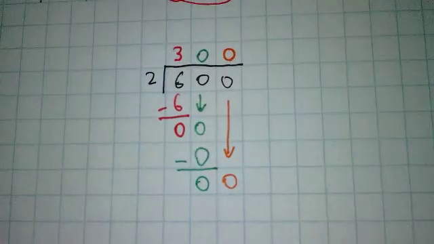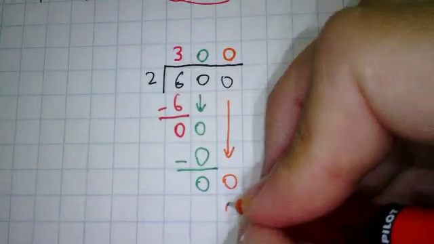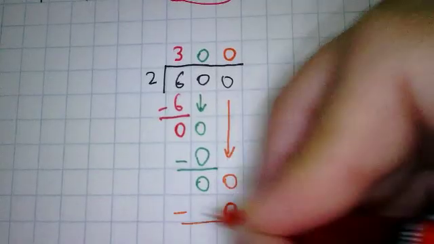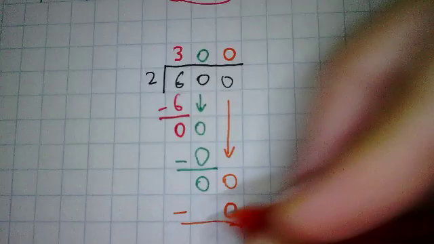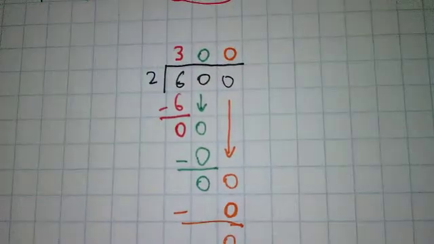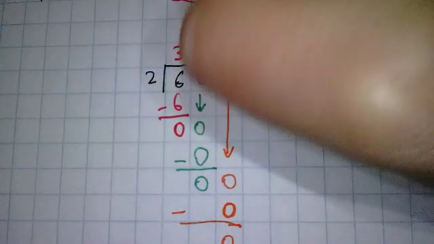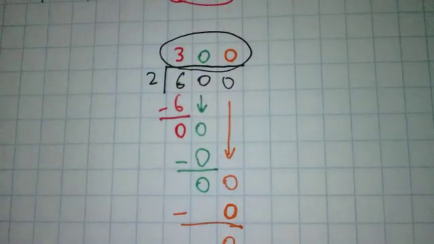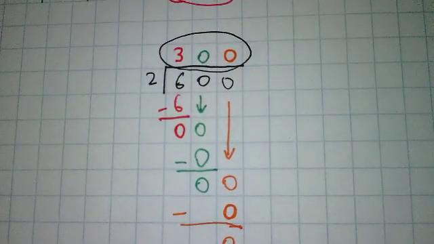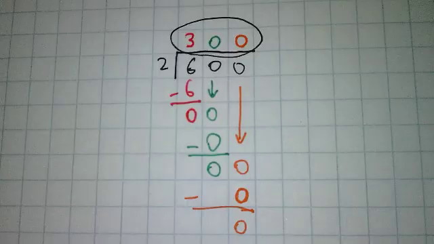What is 0 times 2? 0. I write my 0 down here. Then I subtract, and 0 minus 0 is 0. Do I have anything else to bring down? No. So my answer is 300. All right. What does 0 mean? Nothing.